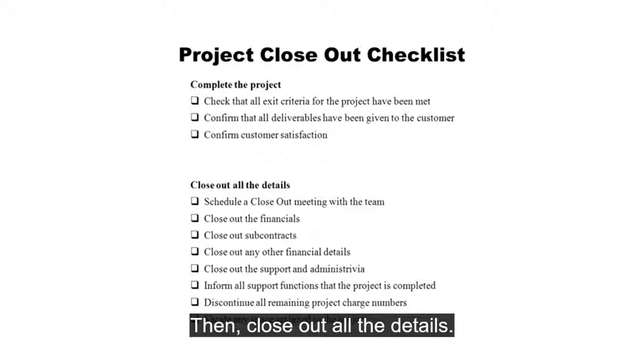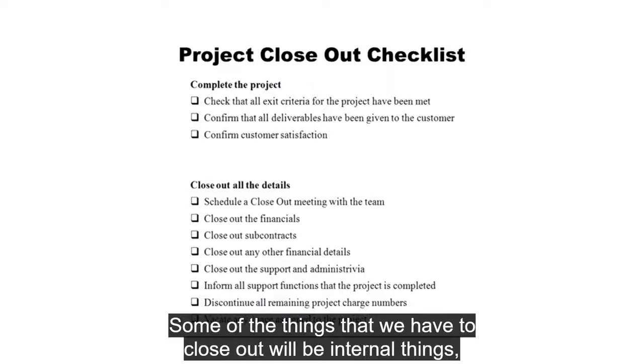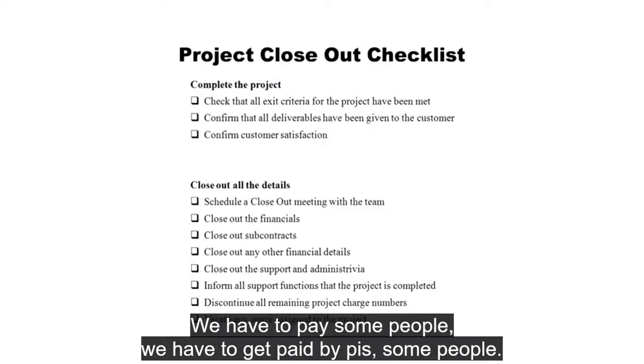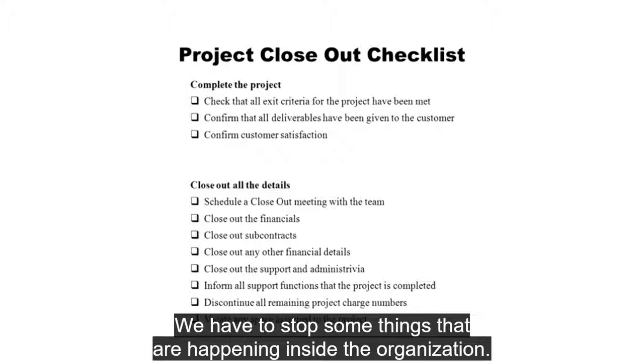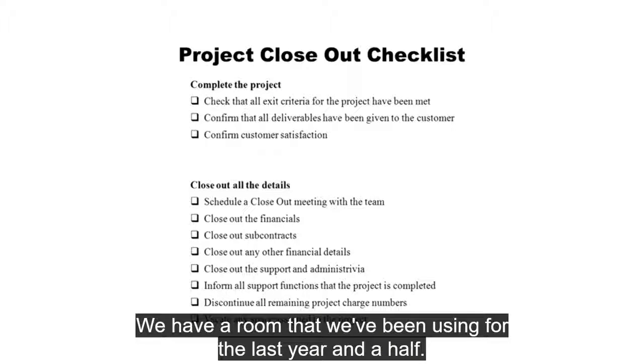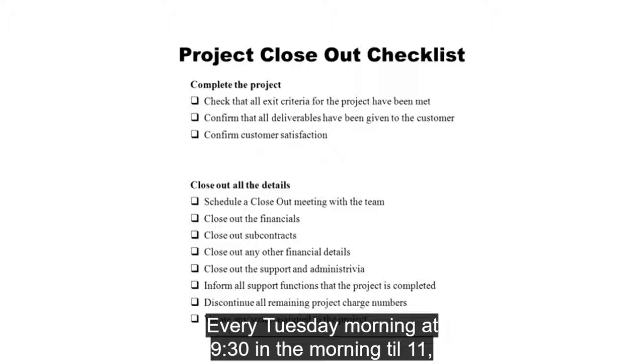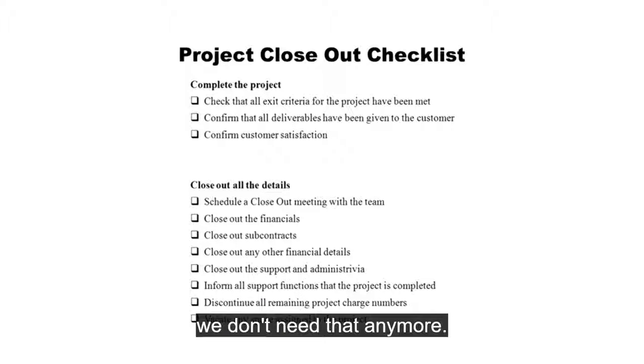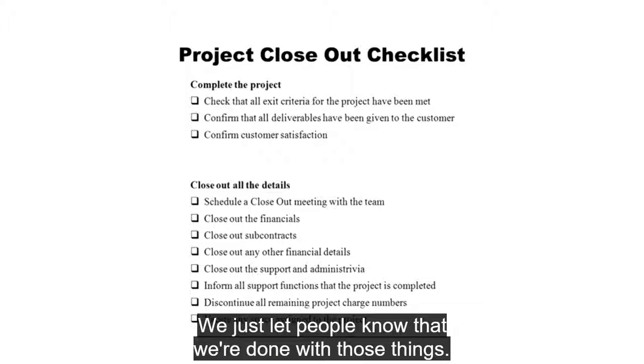Then, close out all the details. There's a number of things. Some of the things that we have to close out will be internal things. Some will be external things. We have to pay some people. We have to get paid by some people. We have to stop some things that are happening inside the organization, like we're getting some administrative support from somebody. We don't need that anymore. We have a room that we've been using for the last year and a half every Tuesday morning at 9:30 till 11. We don't need that anymore. We just let people know that we're done with those things.